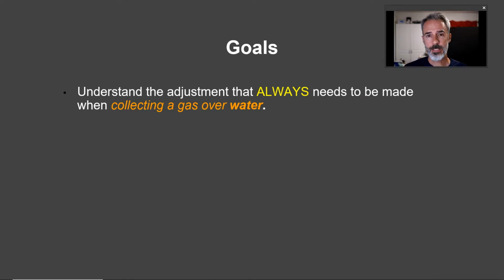So there's a really common technique for collecting a gas that's made in lab. You can collect that gas over water. And it's really common because it's really easy to determine the volume of the gas that you collect. And with a little bit of clever thinking, it's pretty easy to figure out the pressure and temperature as well. Now, it's an easy technique, but of course it comes with one particular problem that we're going to explore today, which is when you collect a gas over water, you need to make an adjustment. And today we're going to figure out what that adjustment is.